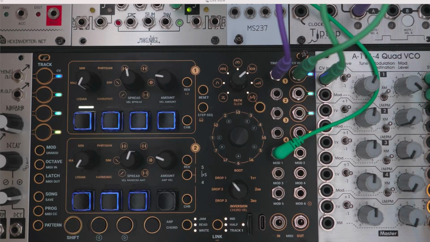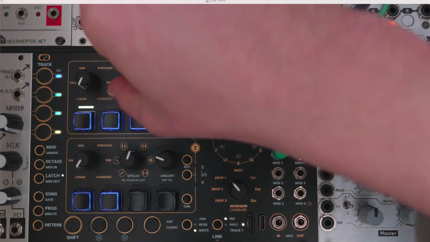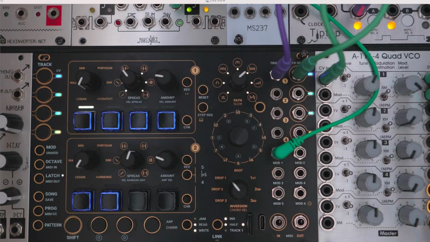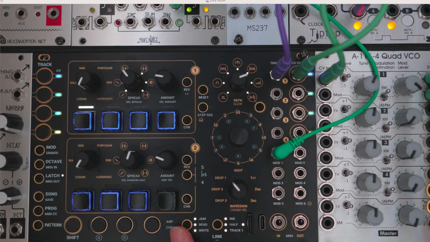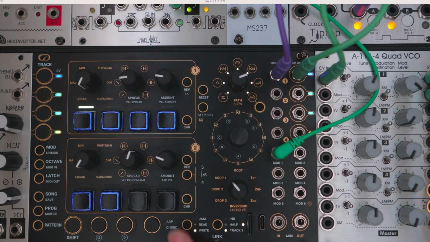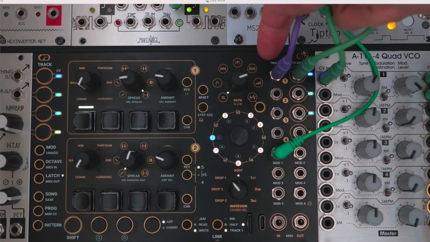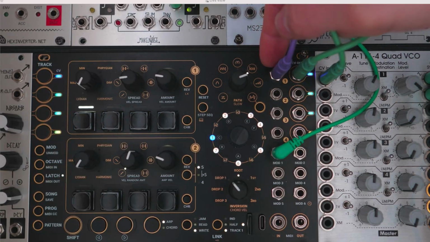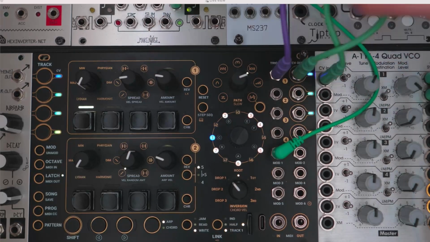So it's easier to see if there are two things being modulated. So I'm also going to modulate the spread. So now both the spread and the path are being modulated. The path is inverted and the spread is going to be normal, or non-inverted. So now if I look at the responses, path is inverted and spread is normal.